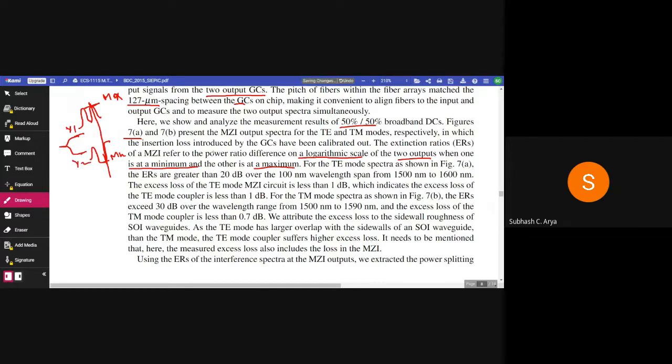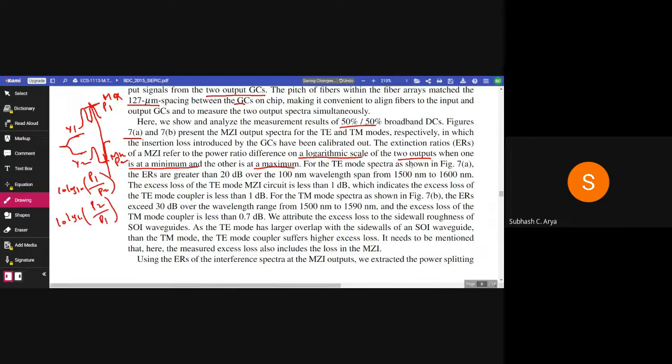So the extinction ratio will refer to the power ratio difference on a logarithmic scale of the two outputs when one is at maximum. So 10 log base 10. Suppose this is P1 and this is P2, so P1 divided by P2. When one is at the minimum and the other is at the maximum, or you can say 10 log 10 of P2 by P1.